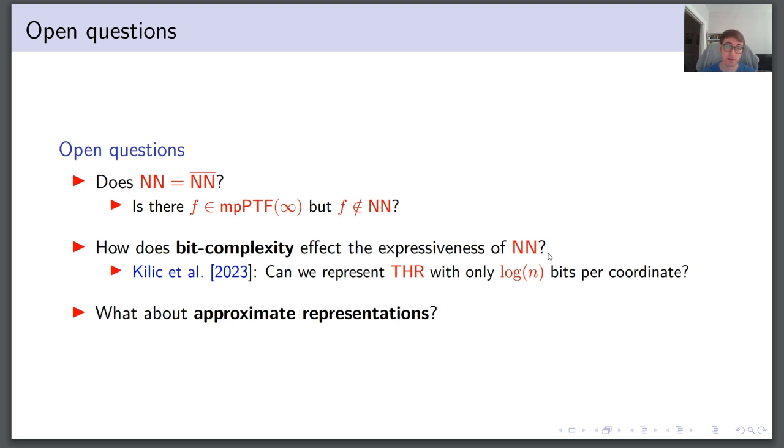Another question, which I didn't talk about at all in this work, is how do the bits of precision limit what NN is able to express? One of the main open questions to come from another group from Caltech is, can we represent arbitrary threshold functions using only logarithmic precision? And finally, something that no work we're aware of has studied yet is, what is the expressive power of the approximate nearest neighbor rule, where we allow a 1 plus epsilon multiplicative relaxation in the distance?